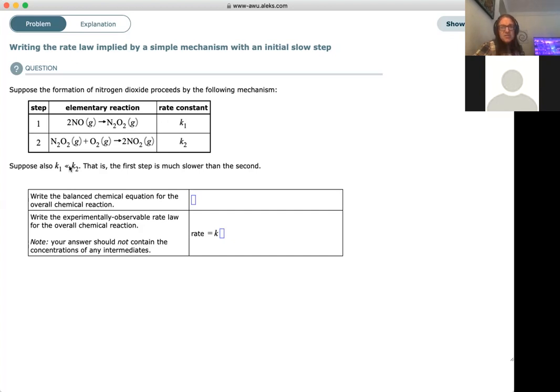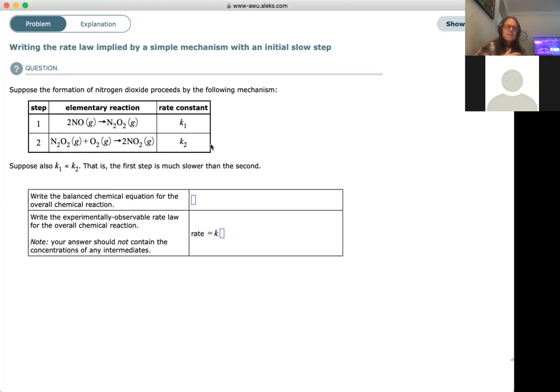If K is large, rate is large. Meaning if K is large, it's a fast reaction, okay? So what we have in chemistry are kind of two possibilities. One is the first one is slow and the second one is fast, or the reverse of that. The first one is fast and the second one is slow, okay?